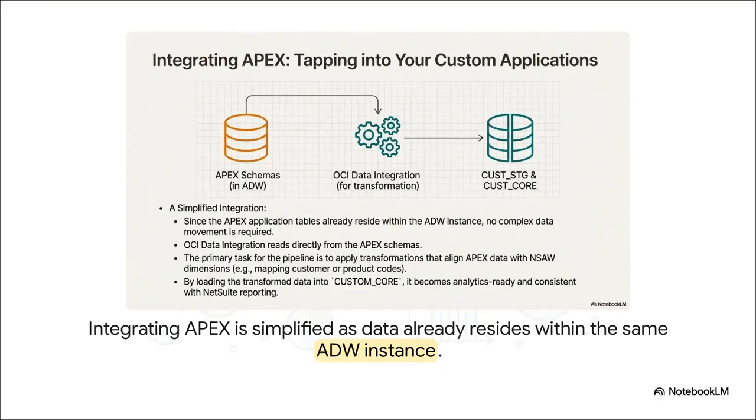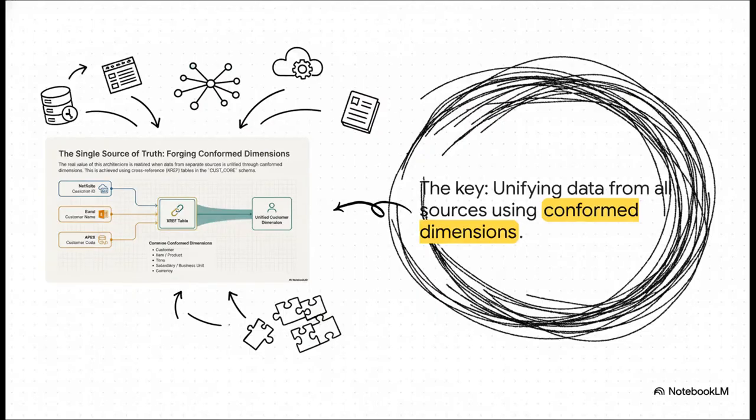Now, what about custom applications, like something you've built in Apex? This is actually even simpler, because the Apex application tables already live inside the same autonomous data warehouse. You don't have any complex data movement to worry about. The pipeline just reads from the Apex schemas, applies whatever transformations are needed, and loads the data into your curated schema. Easy.